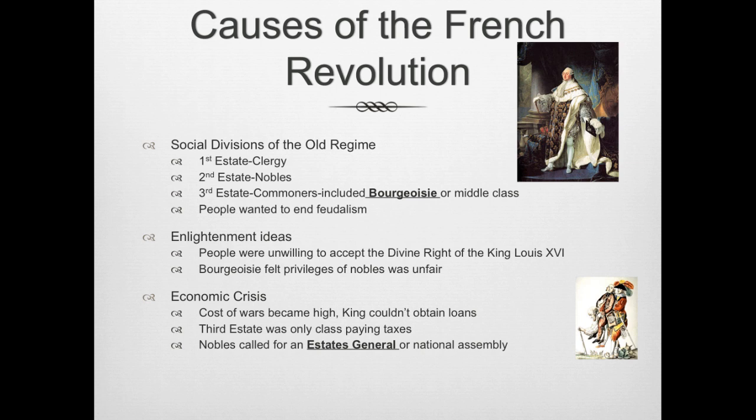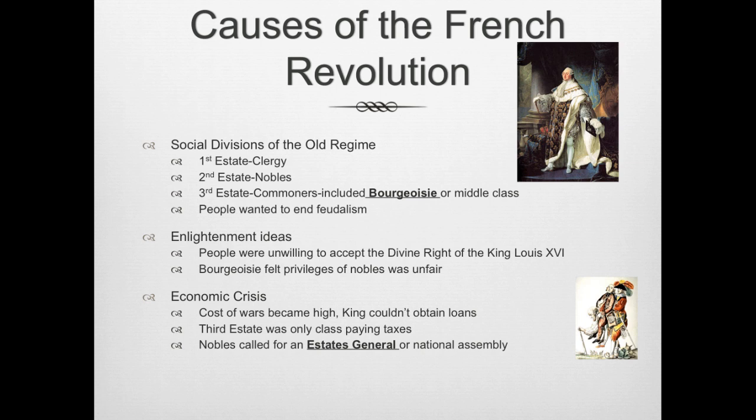Also, these Enlightenment ideas had a huge impact on the French Revolution. People were not willing to accept the divine right of King Louis XVI anymore, who was the French king, and he's pictured up here. He was the king as the revolution is starting. And so people are starting to say, we don't accept that he has been given the right to rule, that maybe the ruler should be someone who is fit for the job or talent-based.